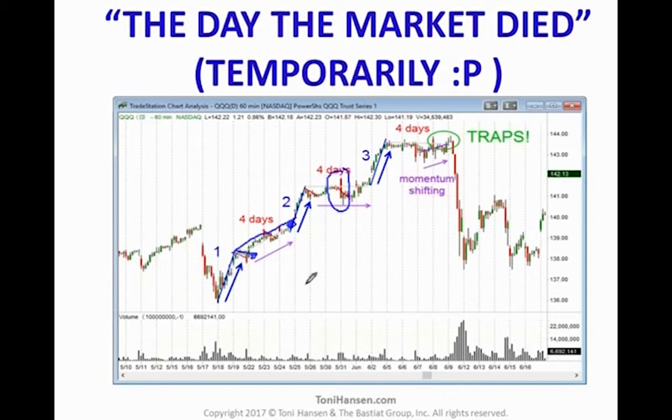So here we had this upside move happening on the Qs, and heading into this action here, looking at this move here, I issued a warning to watch for a market correction at that point. And we had a couple of things in play. First, we had the trend exhaustion, where we had 1, 2, 3 waves of upside.